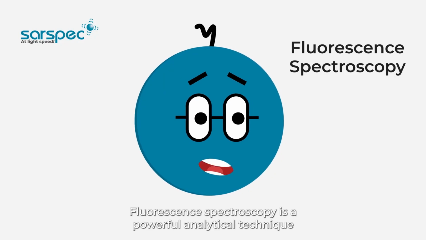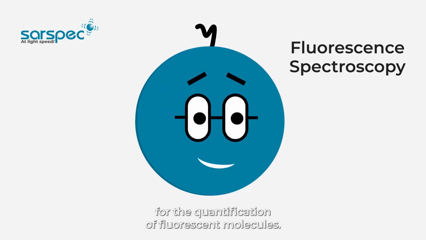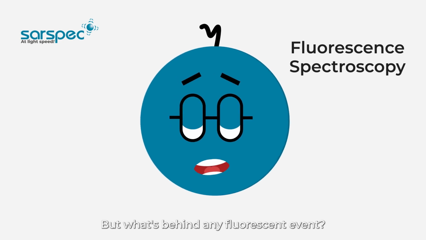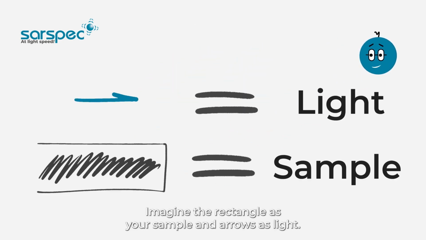Fluorescence spectroscopy is a powerful analytical technique for the quantification of fluorescent molecules. But what's behind any fluorescent event? Imagine the rectangle as your sample and arrows as light.